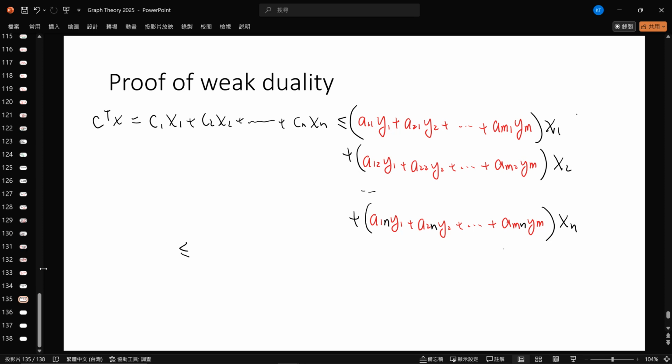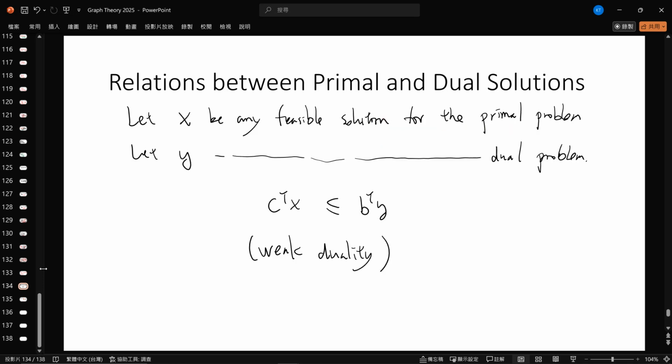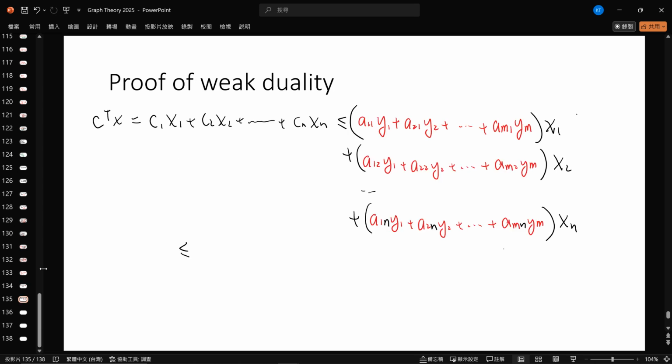So let's prove. Let's start with the left-hand side. This is just the objective value achieved by x. We want to find some upper bounds for this weighted combination. This is just a weighted combination of the variables x. So what we do here is that we find some upper bound for the coefficient ci.